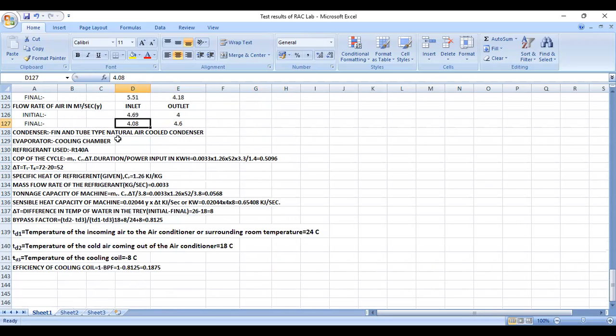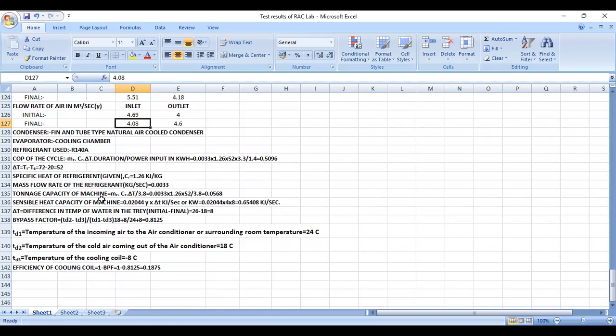Condenser fin type, and evaporator cooling chamber. Refrigerant used is R140. COP of the plant is m Cr delta T into duration multiplied by power output, and it becomes 5.056. For the COP of the cycle, temperature delta T is T1 minus T2, 72 minus 22, which is 52. The specific heat of the refrigerant given is 1.26. The mass flow of the refrigerant is 0.0033 given.